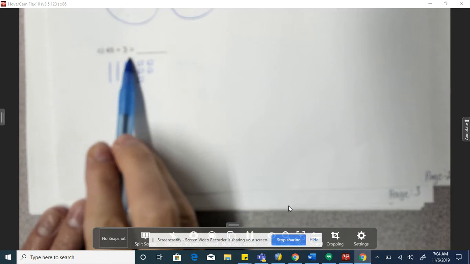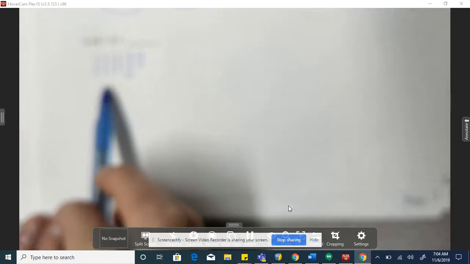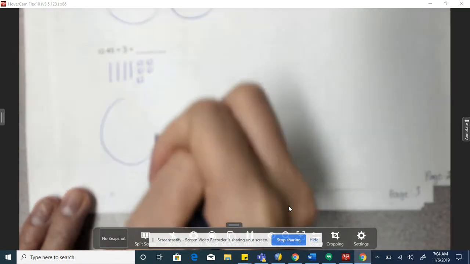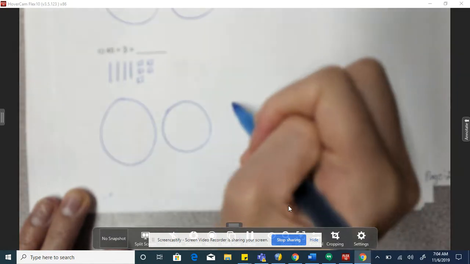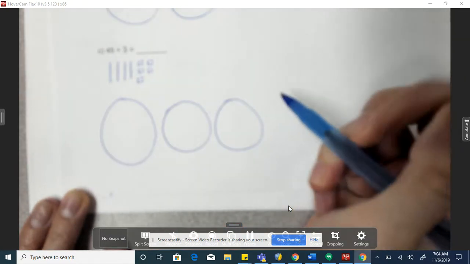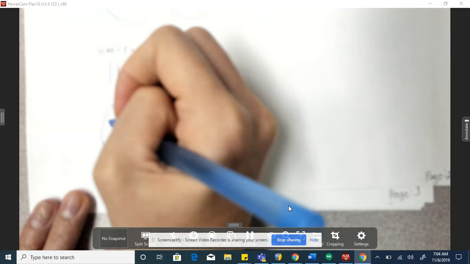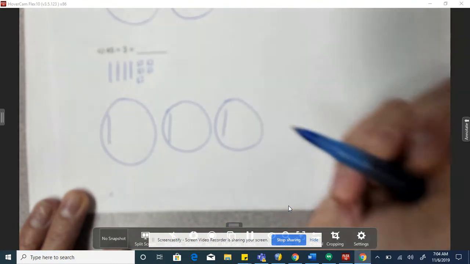All right, so now we're going to be distributing into 3 groups. We're dividing by 3. Here we go. And so now I'm going to be drawing 3 circles or 3 groups. We're going to start by distributing our tens. 1 ten, 2 tens, 3 tens.